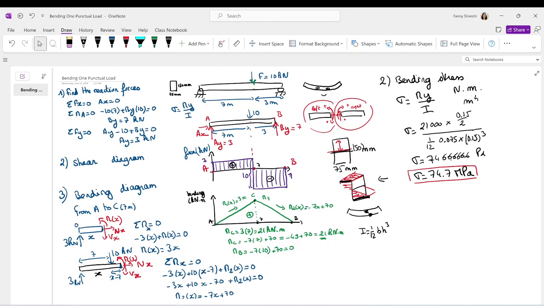And we did the example of a point load somewhere in between two reactions, where there is no moment, just one point load applied to it. So I hope that makes sense.